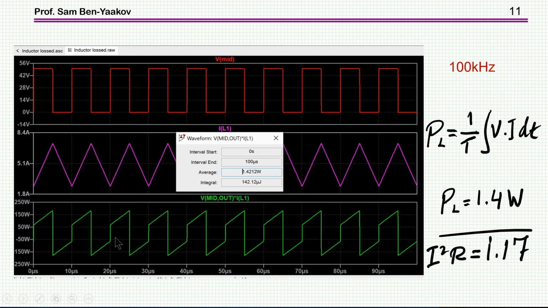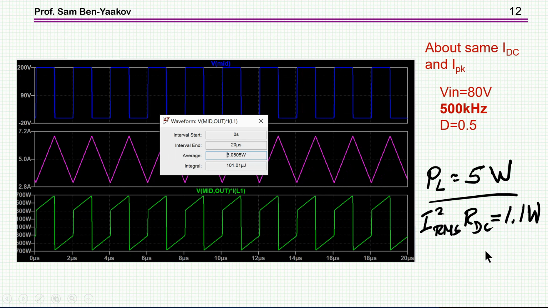Now, I'm looking at the average of this product, which is a measure of the power dissipation or power loss based on the simulation, and I'm getting 1.4. So it's a bit higher. So it seems that it's indeed taking into account losses due to the AC, to the higher frequency. But it's hard to tell because they are pretty close here.